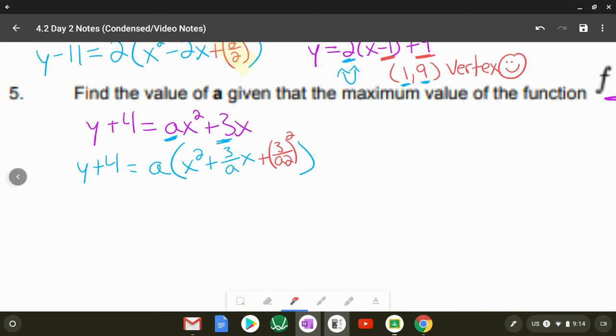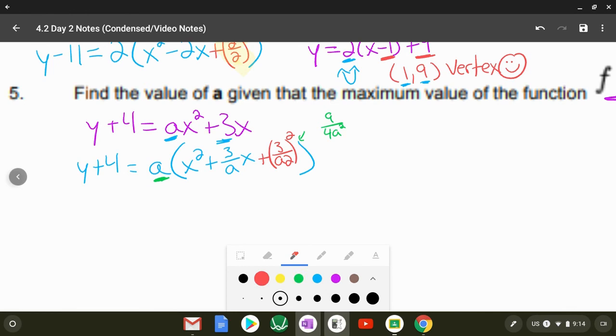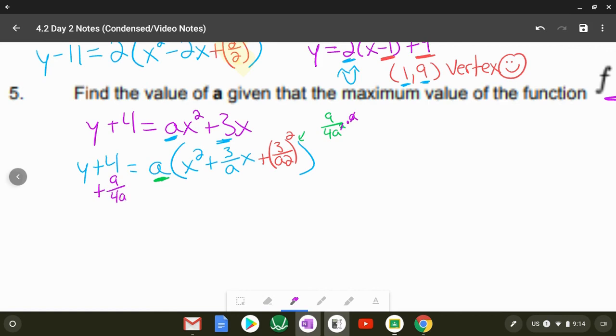Now, what did we add to this right side? Well, on the inside, we added, let's use a different color here, 9 over 4a squared. Be careful. But we have this a out in front. So the number that we actually added was 9 over 4a squared times that a. Well, one of those cancels out. So what we have to add to the left side is 9 over 4a. We have to be very careful about that.